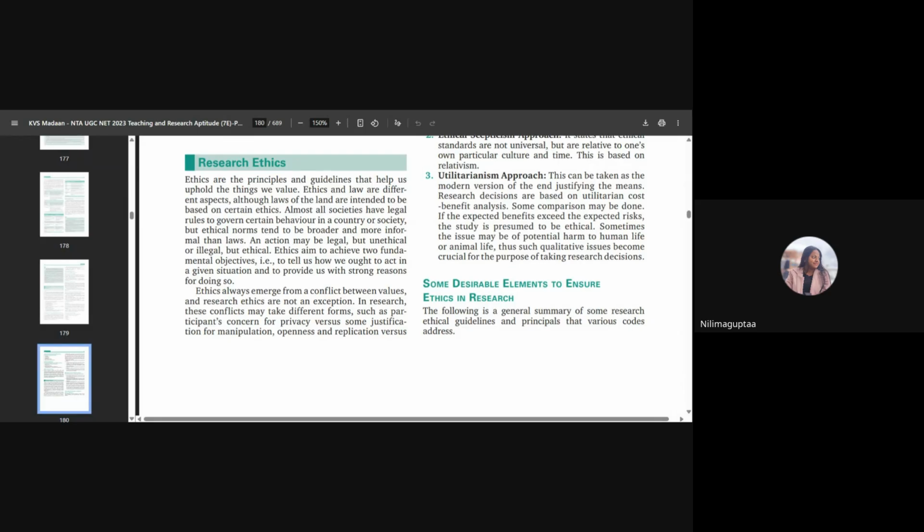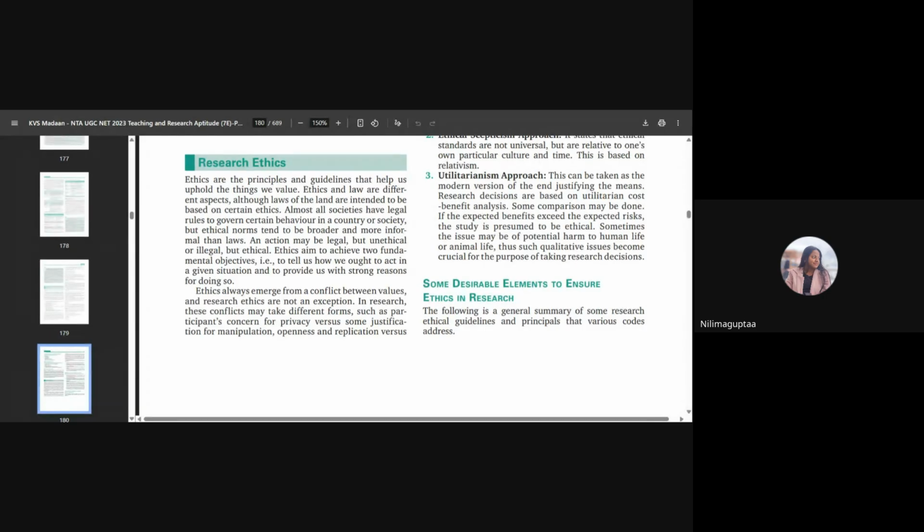Although the laws of the land are intended to be based on certain ethics, that is for sure. Almost all societies have legal rules to govern certain behavior. But even after having that, ethical norms tend to be broader and more informal than the normal laws. So ethics aims to achieve two fundamental objectives: telling us how we ought to act in a given situation and providing strong reasons for doing that. And the same goes for research also.